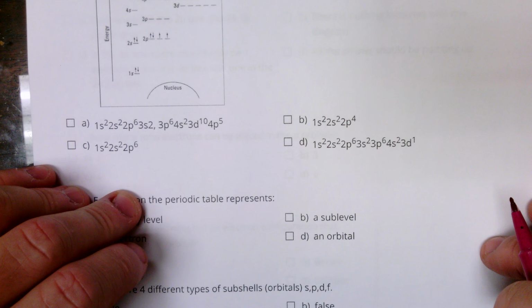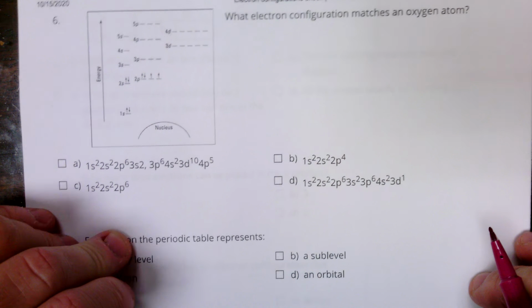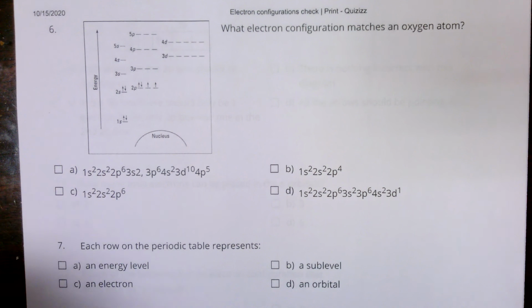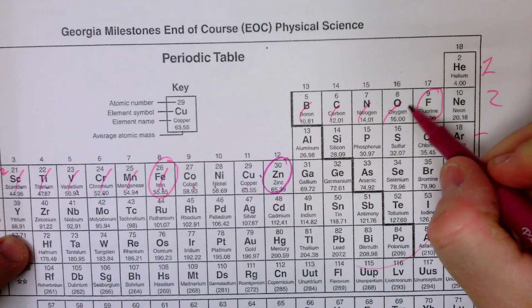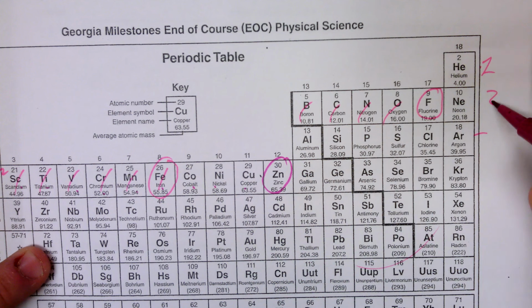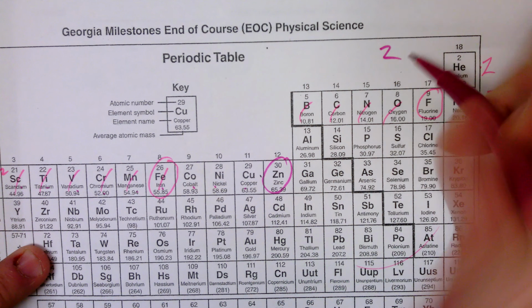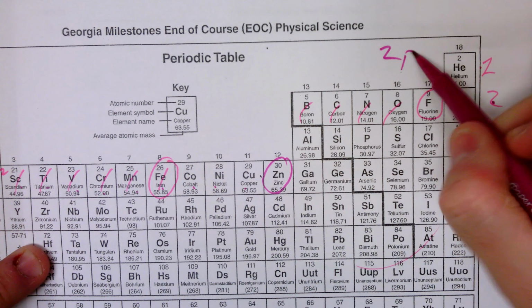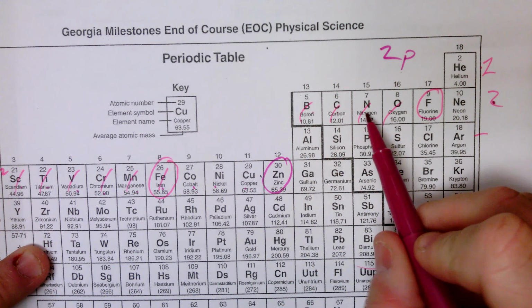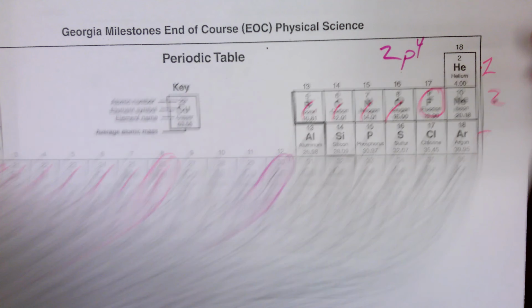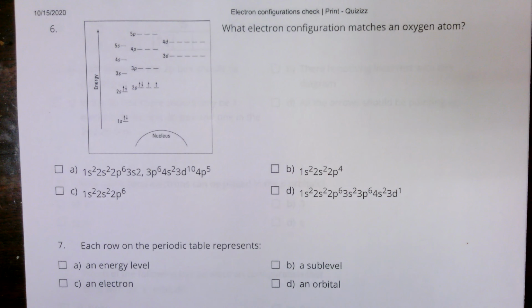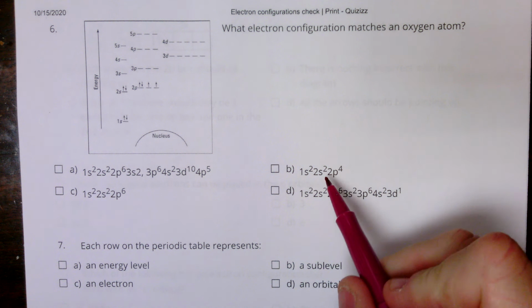What electron configuration matches an oxygen atom? Well, we can go to the periodic table. We can see oxygen should end with a 2. And it's in the P block. It should end with a P 1, 2, 3, 4. So do we have one here that ends in 2p4?